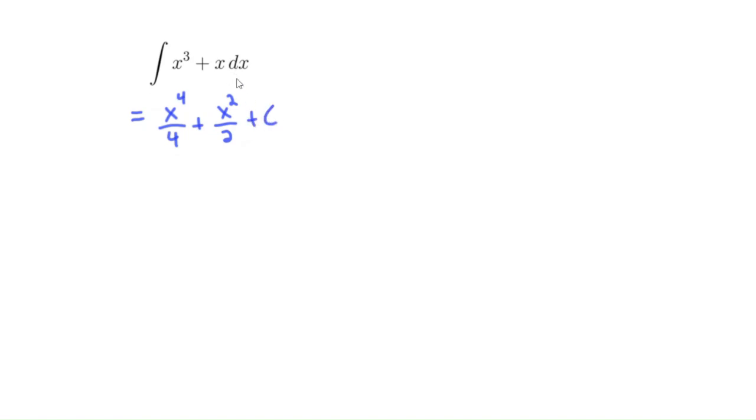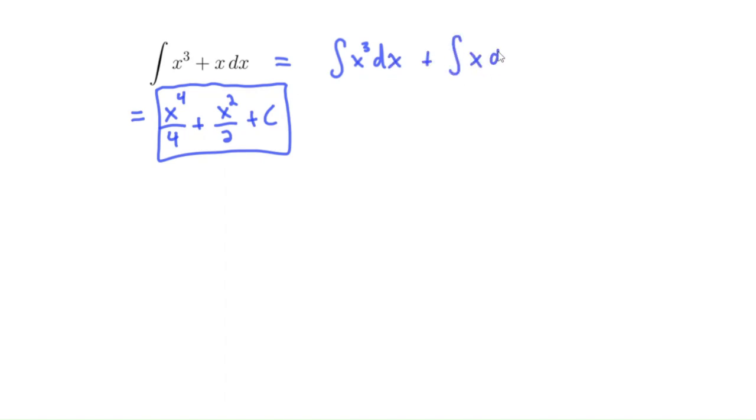And we put our plus c on the end. So there is our answer. Now, we could have done this by rewriting this as two separate integrals. The integral of x cubed dx plus the integral of x dx. And then say, well, the integral of x cubed is x to the 4th over 4 plus c. And the integral of x is x squared over 2 plus c.